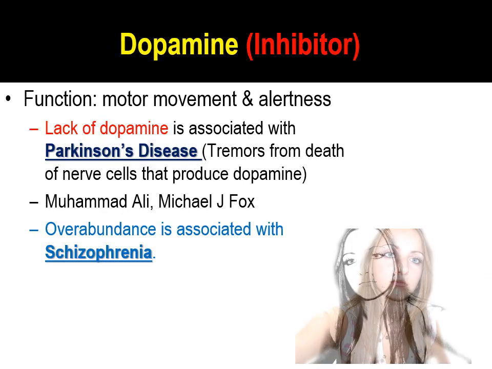Moving on to dopamine. Dopamine is an inhibitor. So the function is motor movement and alertness. But a lack of dopamine is associated with Parkinson's. Parkinson's causes tremors. It's basically the death of nerve cells that produce dopamine.